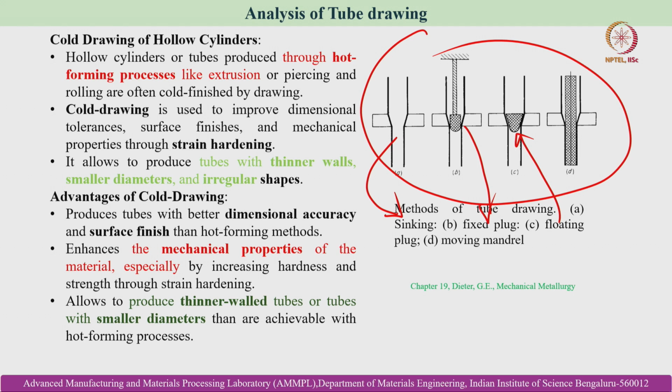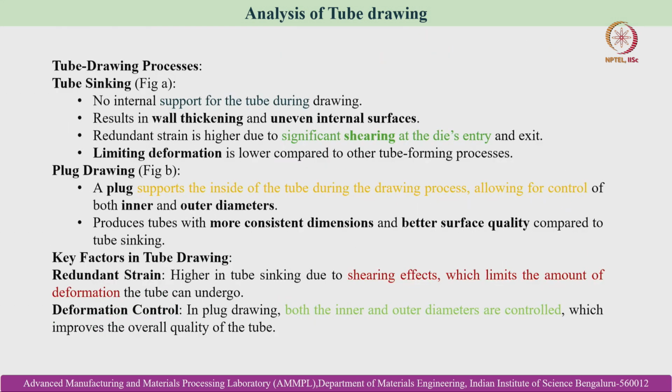And then the fourth case is the moving mandrel. This is the best case scenario for surface finish, meaning the surface finish of the inner surface of the hollow tube can be the best compared to any other condition, like tube sinking or a fixed or floating plug, shown in A, B and C. So the best case scenario is D, when we are doing cold drawing of hollow tubes with the help of a moving mandrel. Going ahead with the tube drawing process.